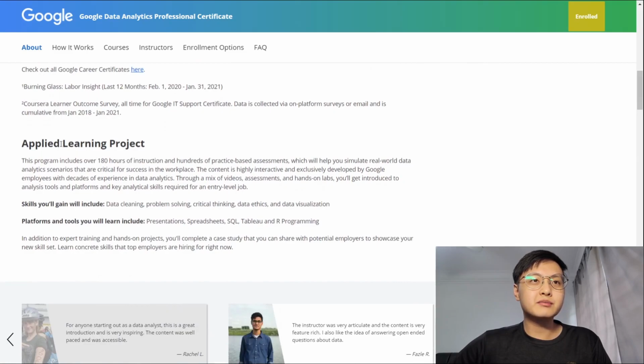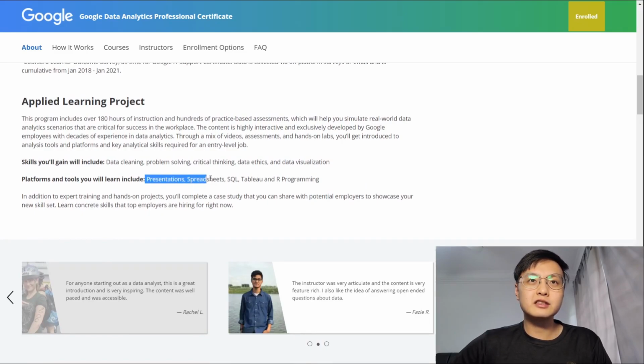Like I mentioned, there is an applied learning project in this course that includes 180 hours of instruction and hundreds of practice-based assessments. This is really useful for any data analyst that's trying to start out and get their first job or do a career transition to a data analyst. It helps you have practical advice as well as some way to build a portfolio for yourself when applying for these data analyst positions. Having some background in presentations, spreadsheets, SQL, Tableau, and R will really put you before other applicants when applying for a data analyst job. So that's pretty useful.